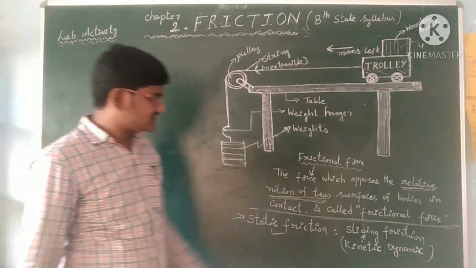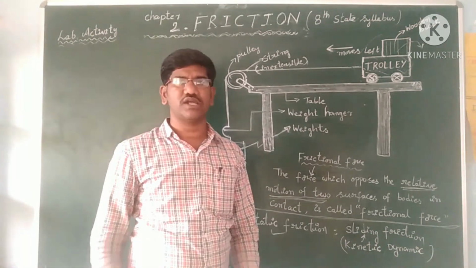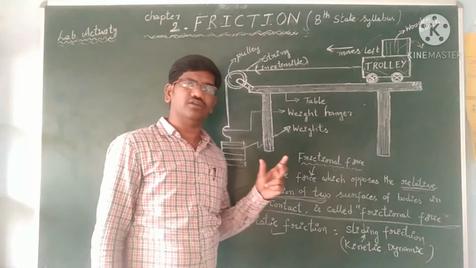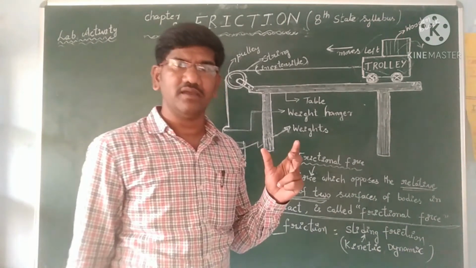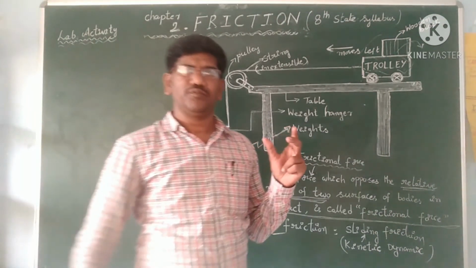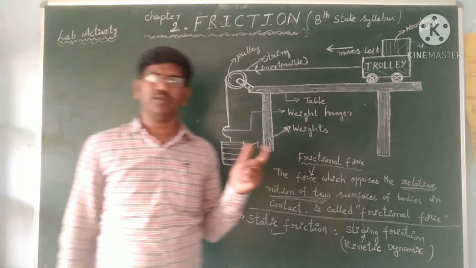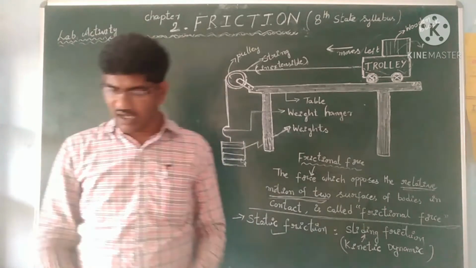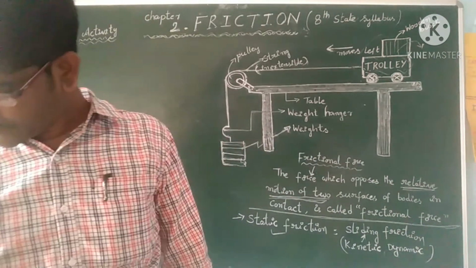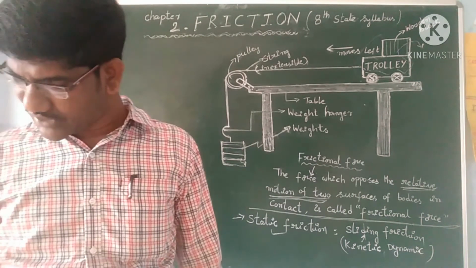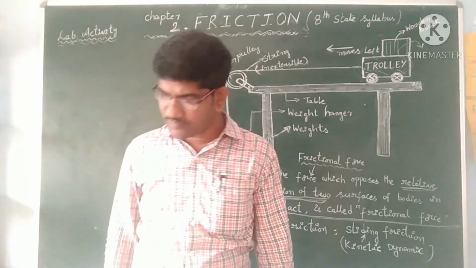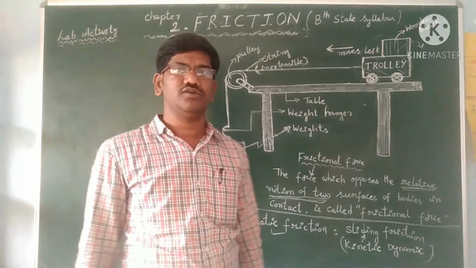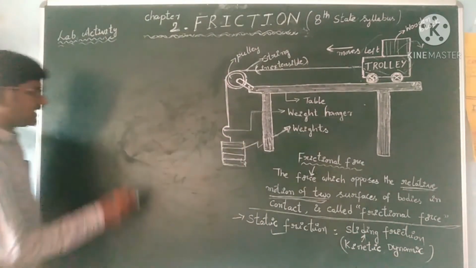And now we can see sliding friction. Sliding friction is the friction which comes into play when one object moves on the surface of the other object, that is, when the surface of one object moves relative to the surface of another object. So that is about sliding friction.